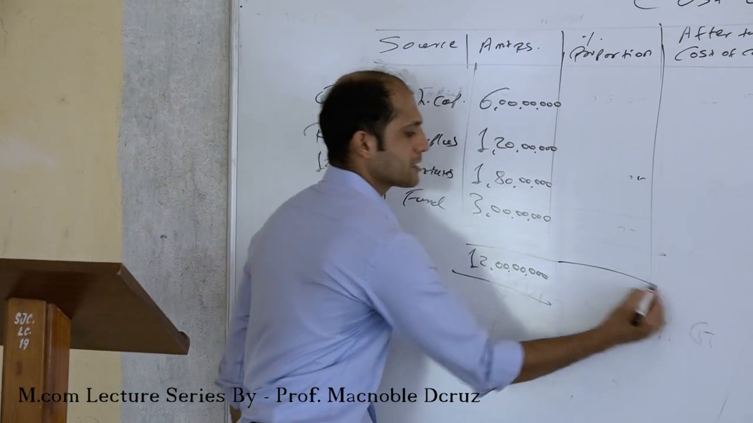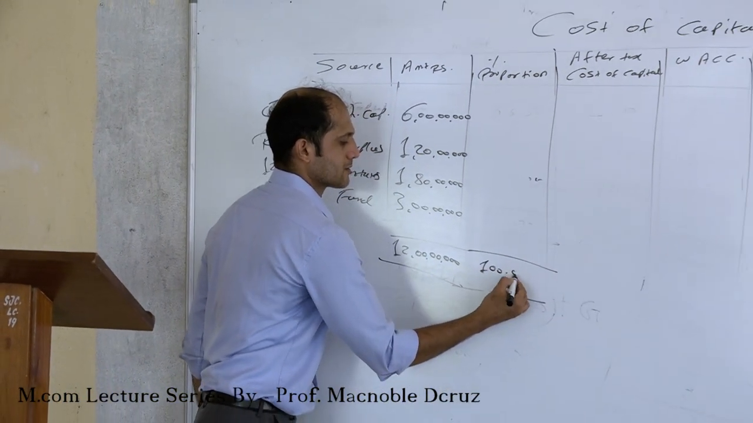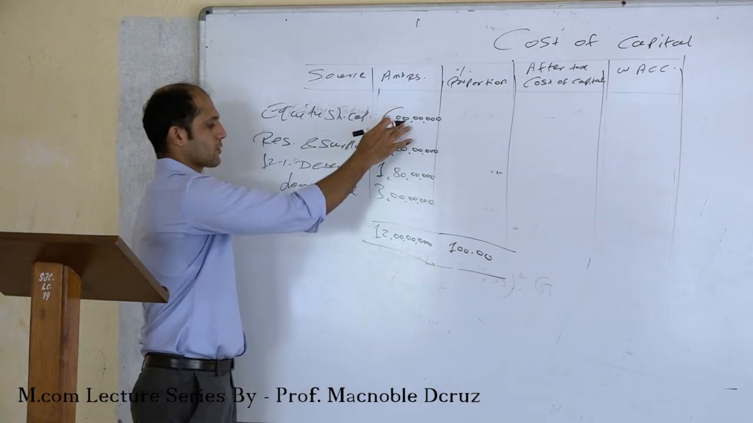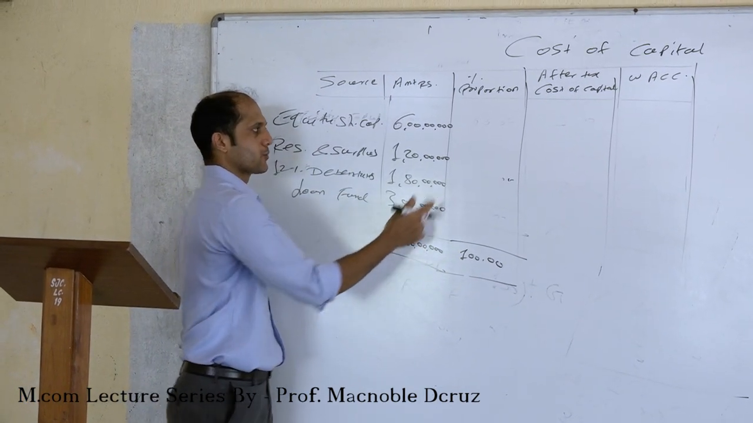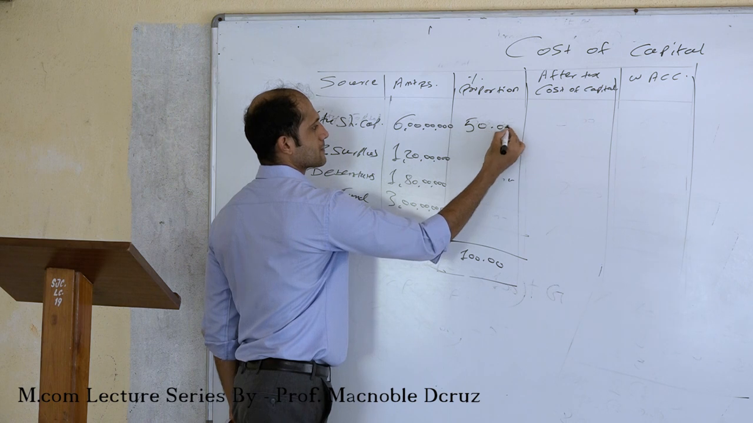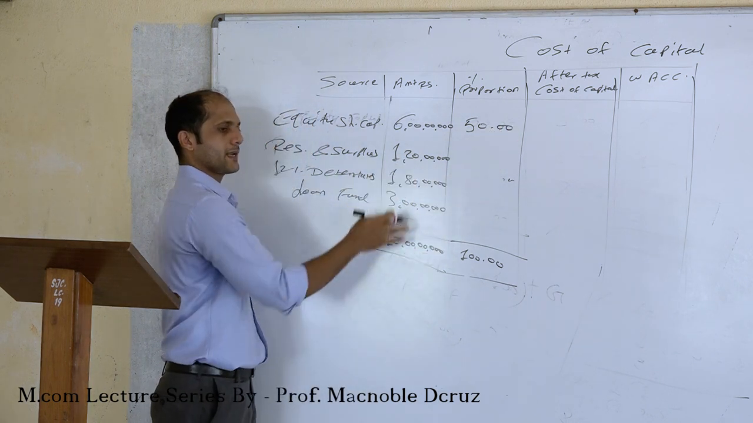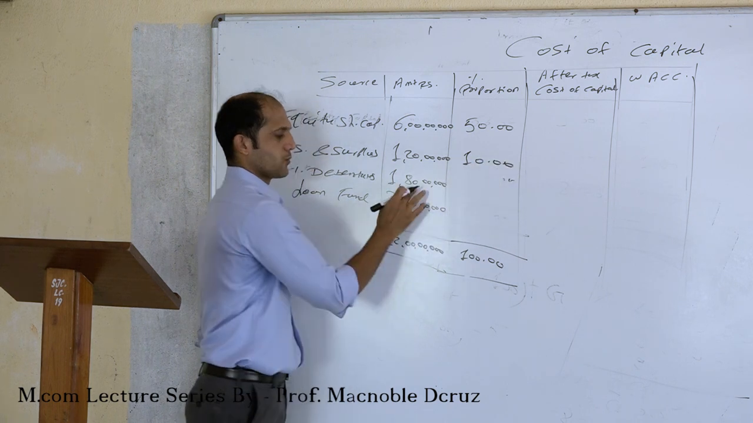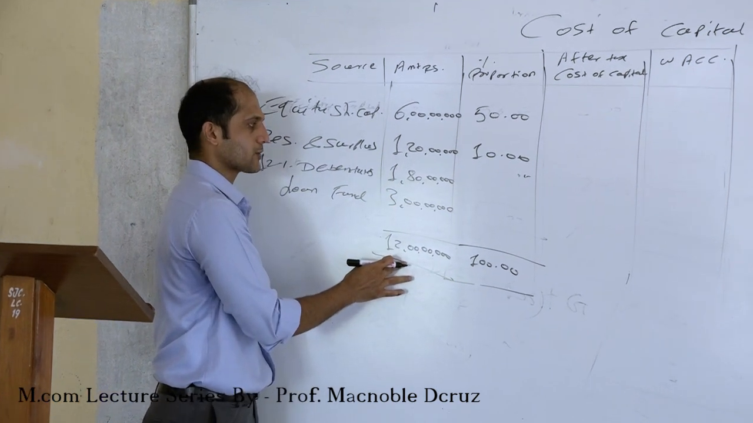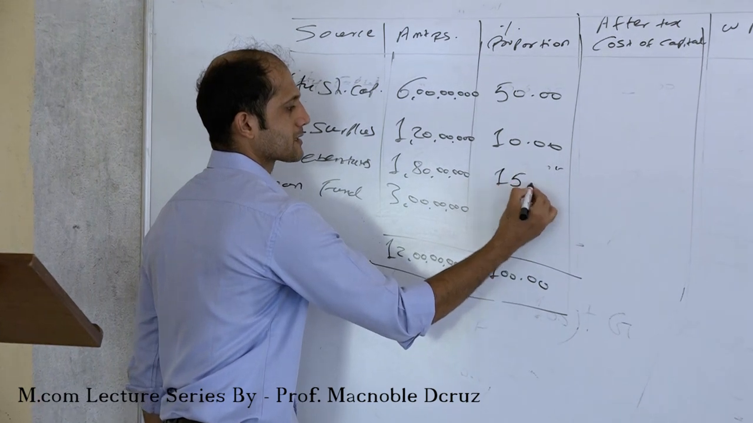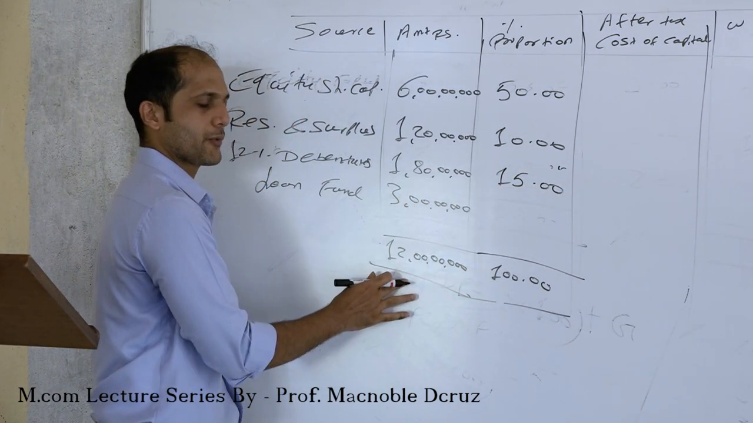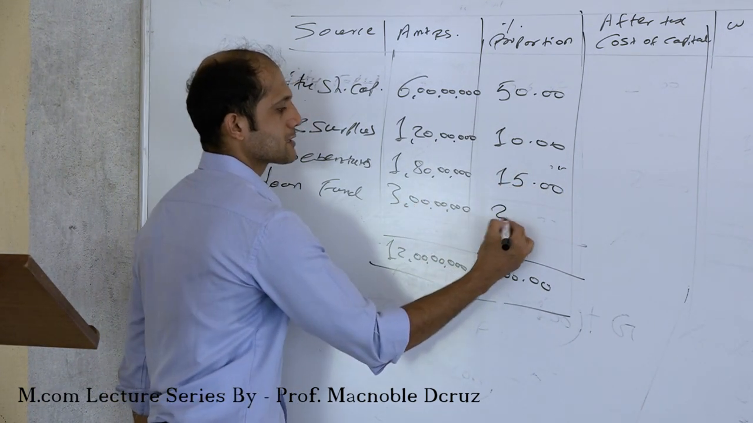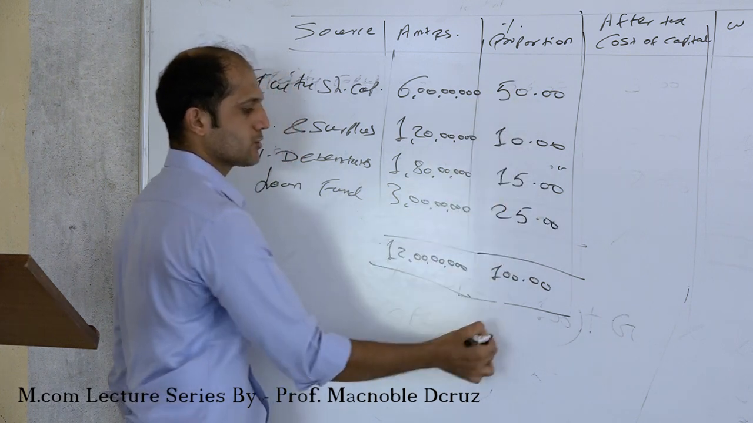Now the percentage proportion will change. 6 crore from 12 crore rupees is 50%. 1 crore 20 lakhs from 12 crore rupees means 10%. 1 crore 80 lakhs divided by 12 crore means 15%. And 3 crore divided by 12 crore means 25%. The total should come 100.